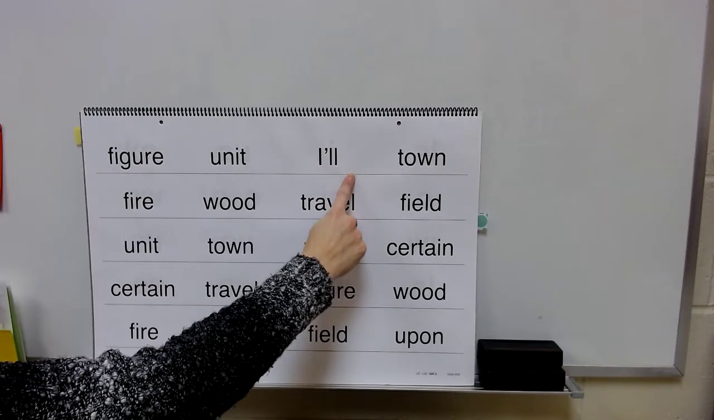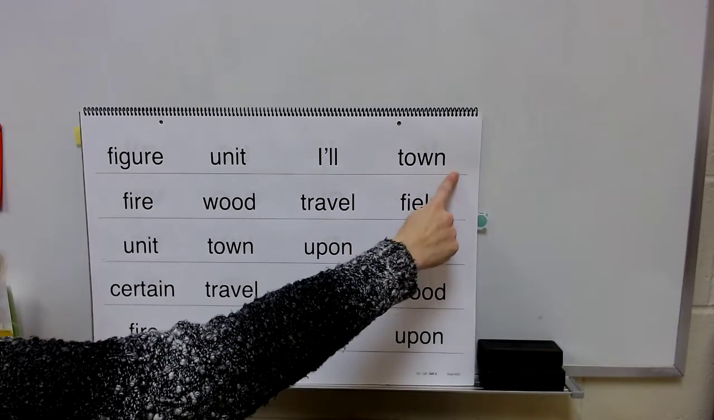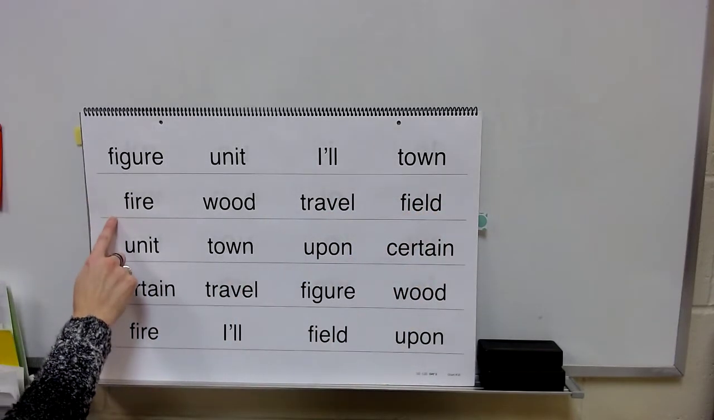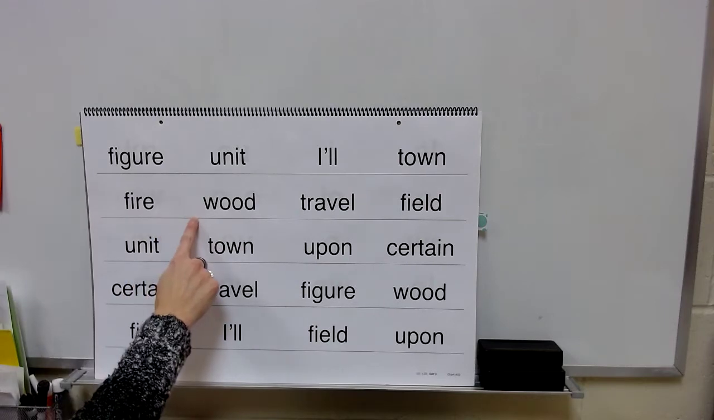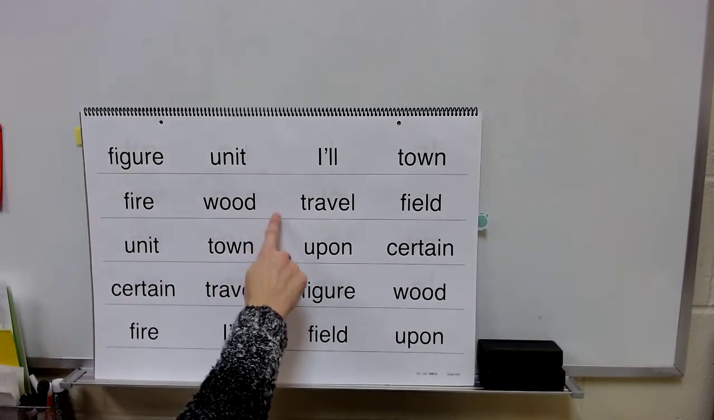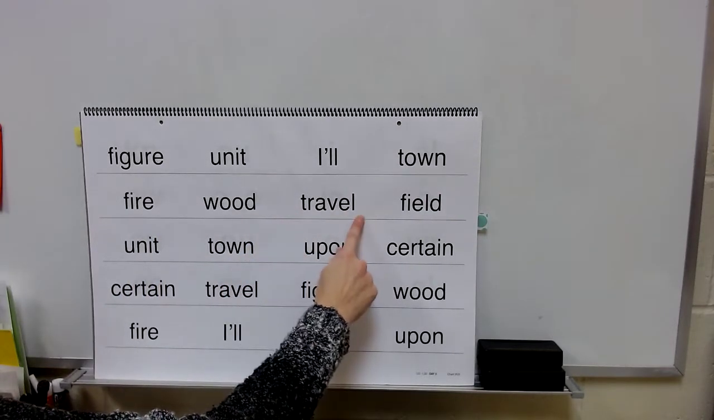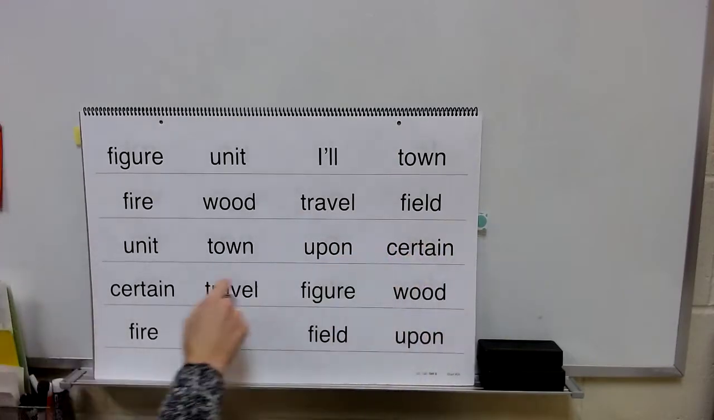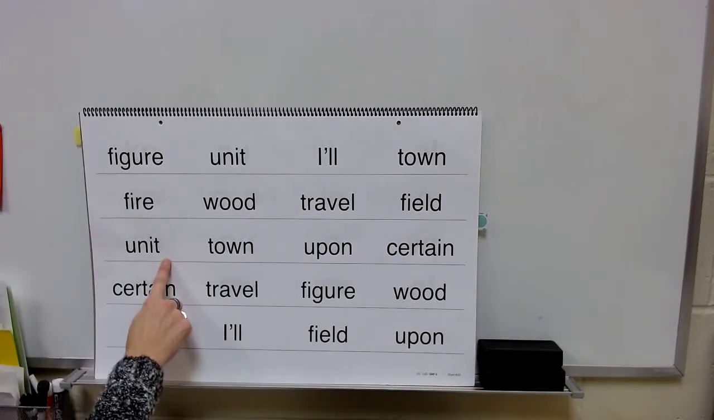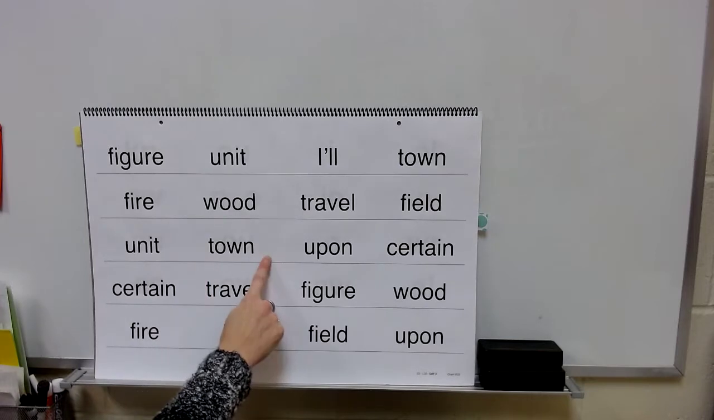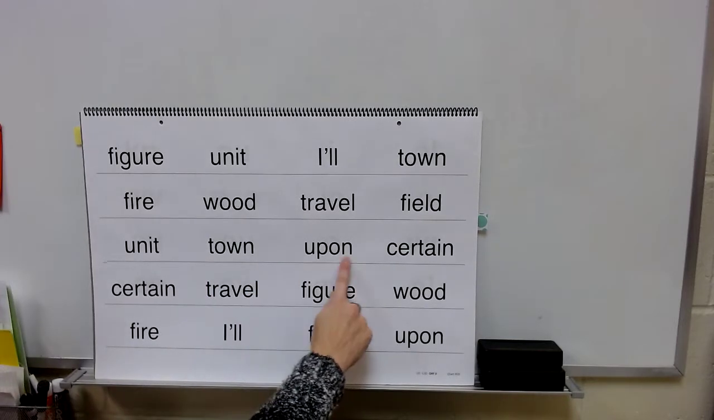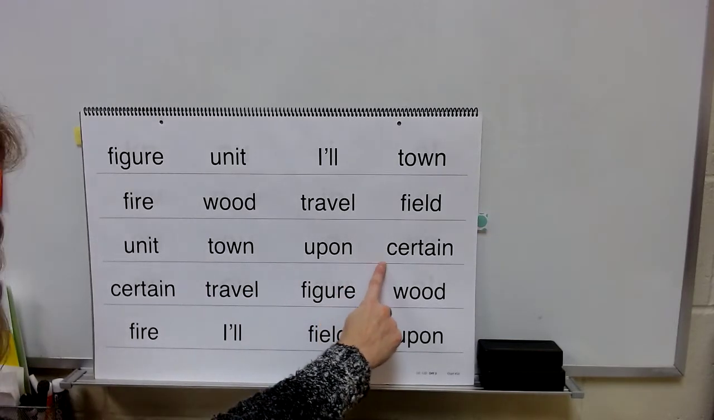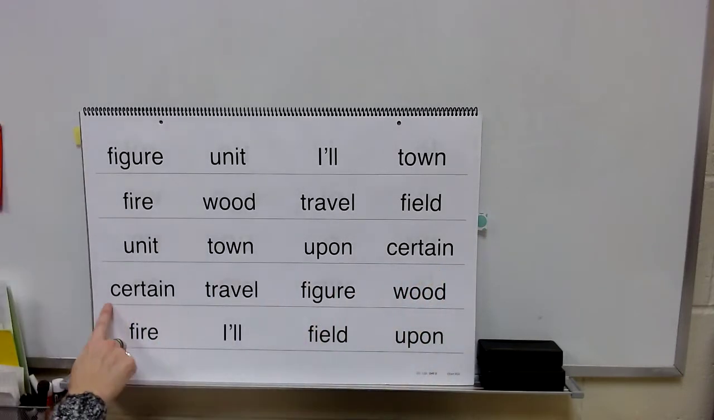Word, yes aisle. Word, yes town. Word, yes fire. Word, yes wood. Word, yes travel. Word, yes field. Word, yes unit. Word, yes town. Word, yes upon. Word, yes certain.